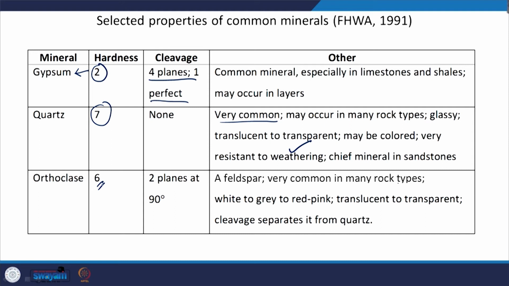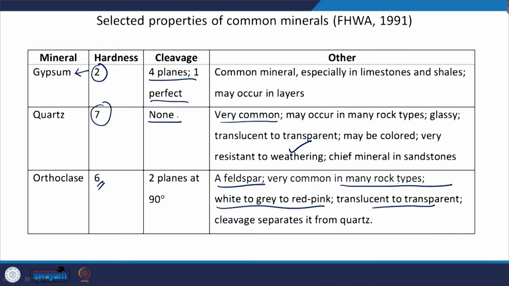The next one, which has lesser hardness than quartz, is orthoclase, having a hardness of 6 with 2 cleavage planes at 90 degree, and in this one the feldspar, it is very common in many rock types. Then it is white to grey to red pink in color. This is translucent to transparent, and cleavage separates it from the quartz. So, you see that in case of the quartz there were no cleavages, but in the case of orthoclase there are these 2 planes. So, if you have any confusion, then this particular characteristic differentiates quartz from orthoclase.